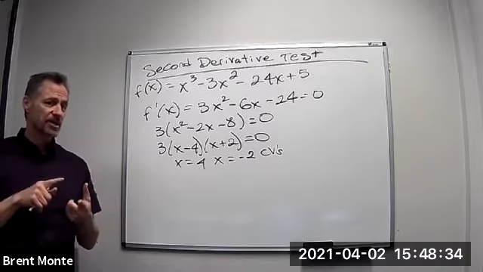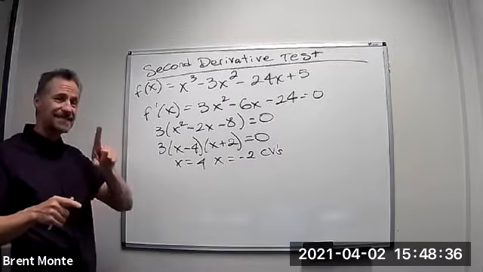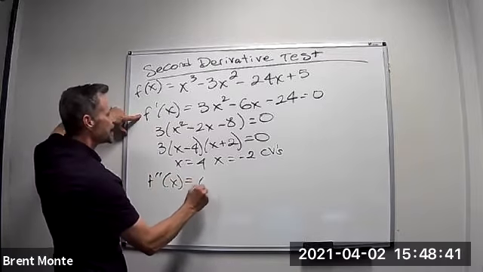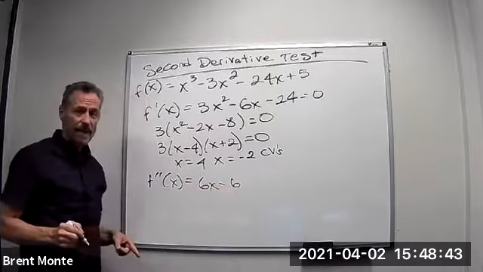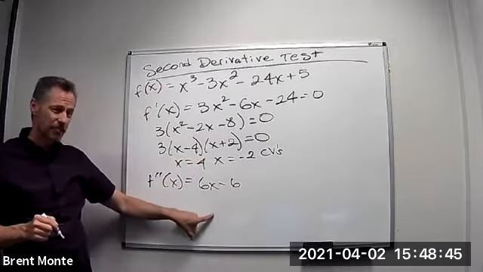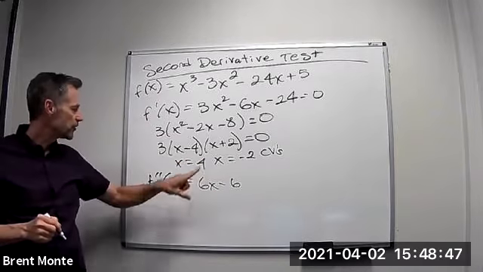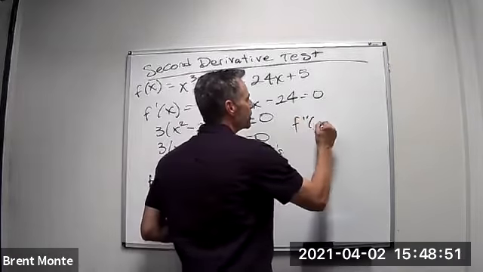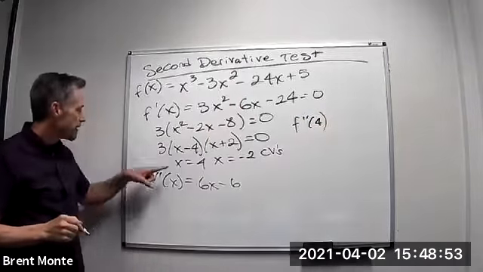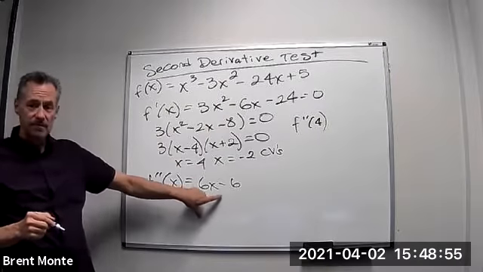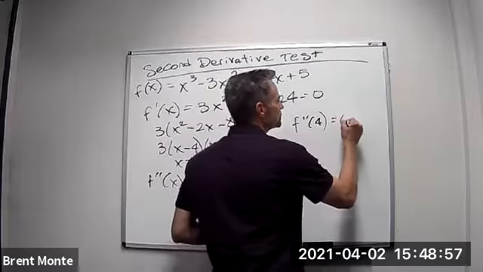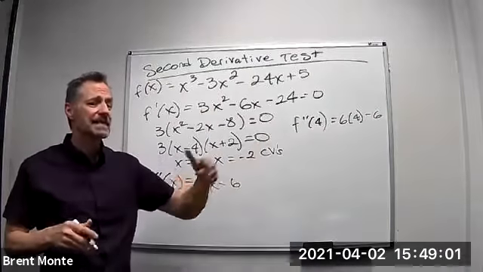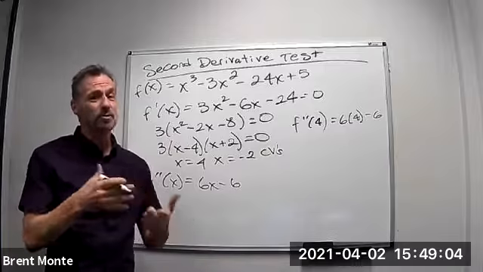Well, here's what I do for the second derivative test. I take the second derivative now. So here was the first derivative. I just take the derivative again. And I get 6x minus 6. And what I'm going to do is I'm going to plug the critical values in here. So for instance, if I do f double prime of 4, I'll get 6 times 4 minus 6. Now that's 24 minus 6 or 18, but what I care about isn't the value, but the sign.